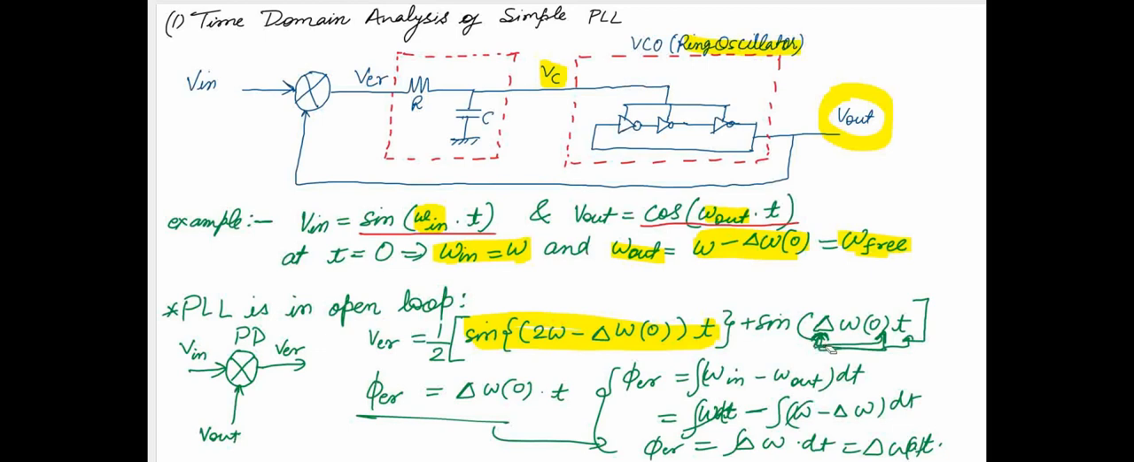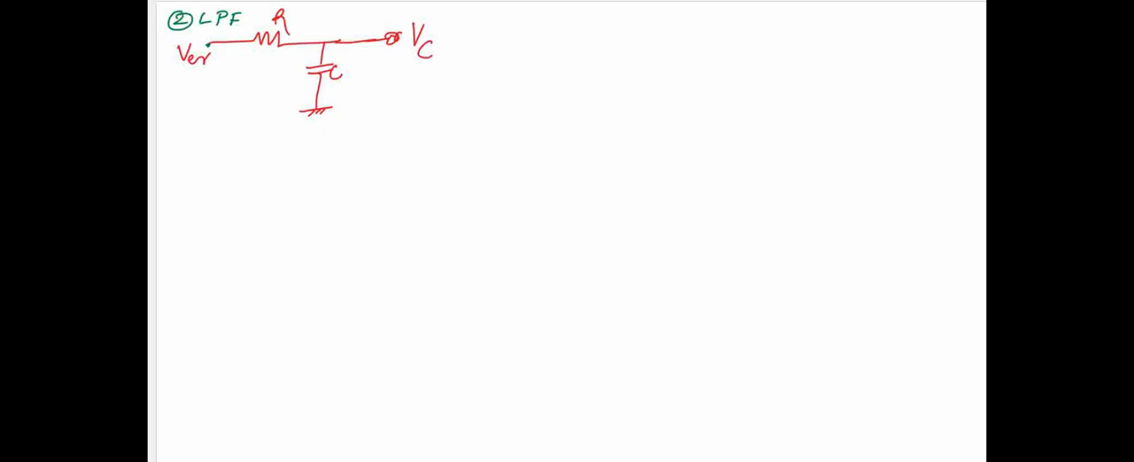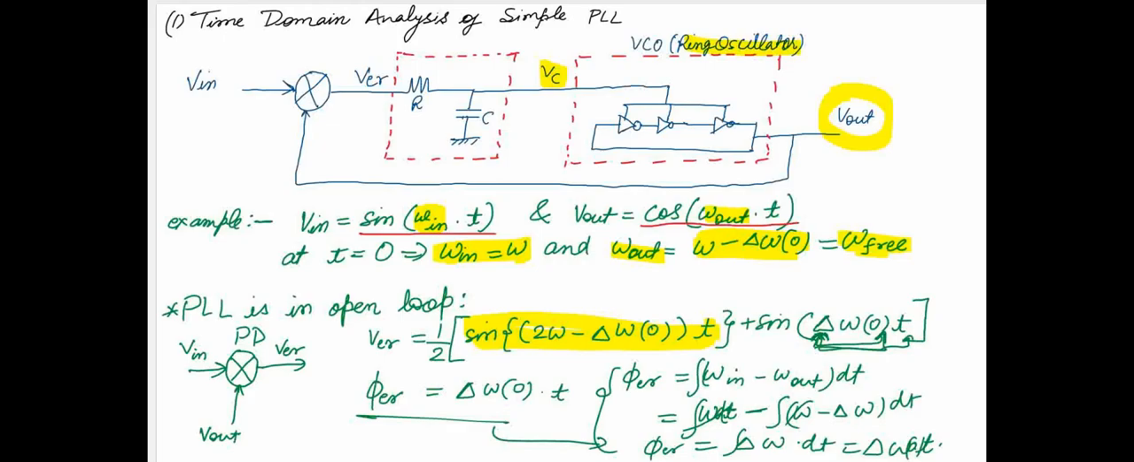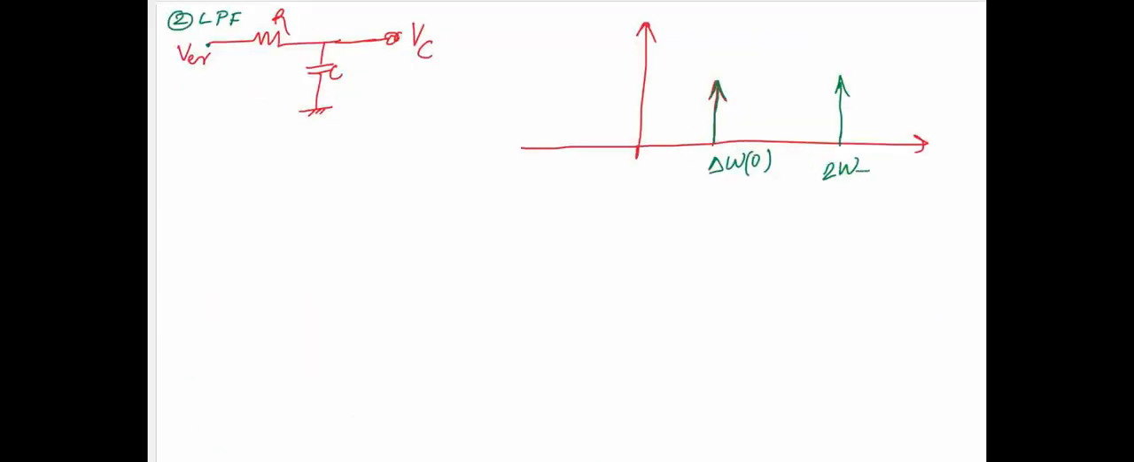There are two components, one at del omega 0 and one at 2 omega minus del omega 0. Okay, now let's make it again. One component at del omega 0. Let's take some different color for this. Del omega 0 and one is at 2 omega. What is the second? Minus del omega 0. This is your high frequency component which you want to reject.